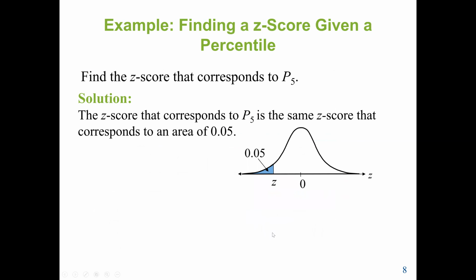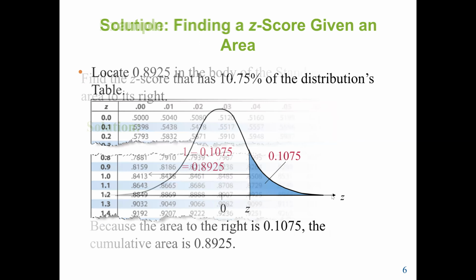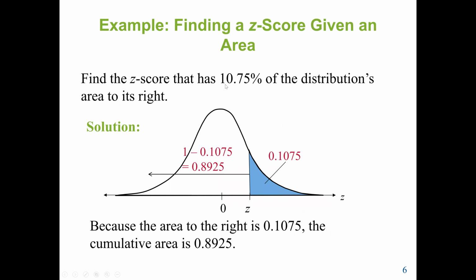Let's go back one more time. Since, for the z-score value, the question said 0.1075 of the distribution area to its right, we have to subtract the probability to the right from 1, and that will give us the table value reading from left to the z-score. Then we use that corresponding value.